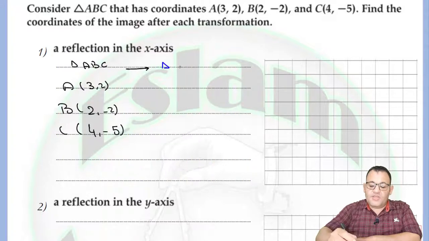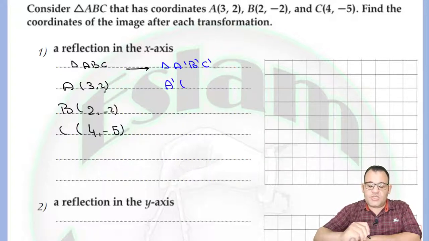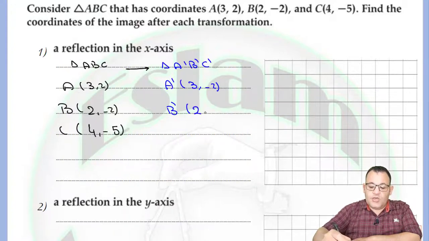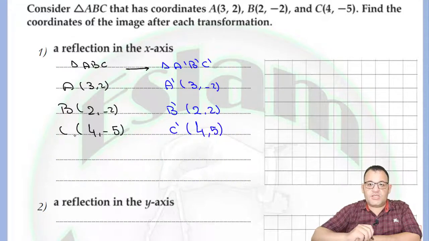The image now will be the triangle A prime, B prime, C prime. Now how can we find A prime? We have reflection on x, so we only change the sign of y. So it will be (3, negative 2). Now we have B prime. For B prime, we only change the sign of y because we have reflection on x. So it will be (2, 2). And if we need to find C prime, it will be (4, 5). We only change the sign of y.